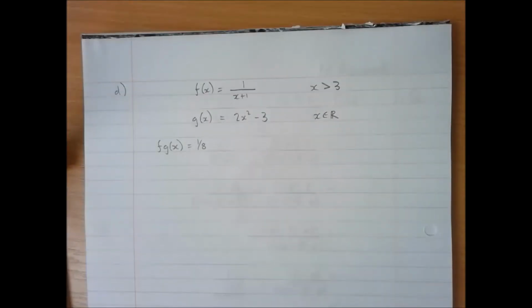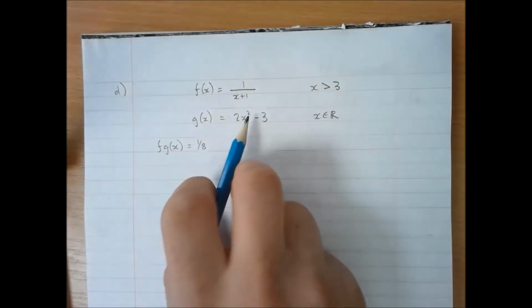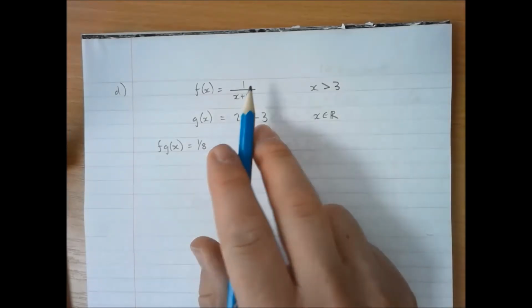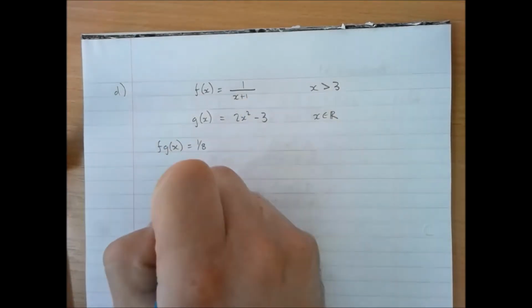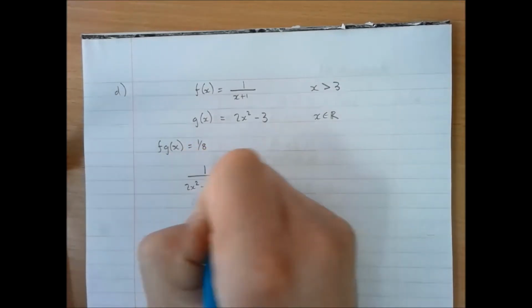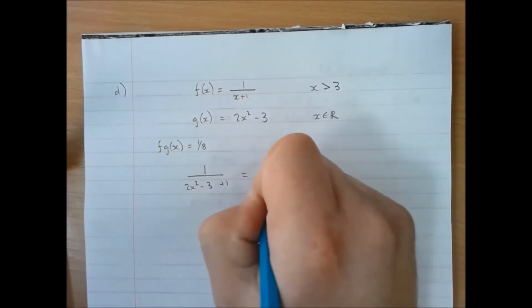In part D, we're given a new function g defined as 2x squared minus 3, which works for any real numbers, and we're asked to solve the equation f of g of x equals an eighth. Well, the first thing we need to do is find the function f of g of x, which means we are going to substitute in this function g in for the x in f. So I'll start by writing 1 over, and instead of x, I write 2x squared minus 3, and then I continue on with the plus 1, and that is equal to 1 over 8.